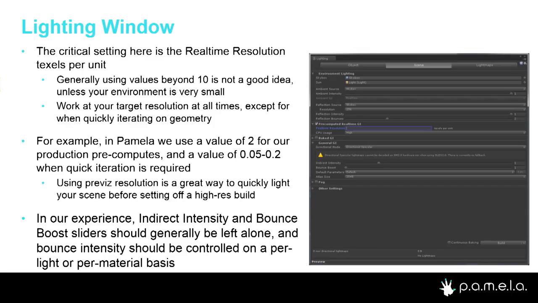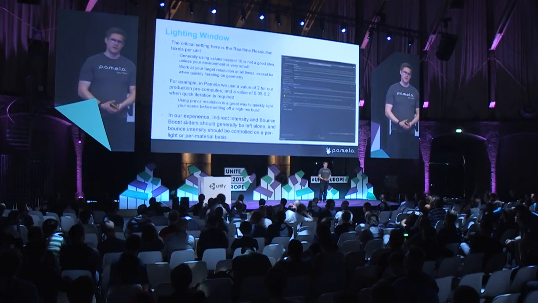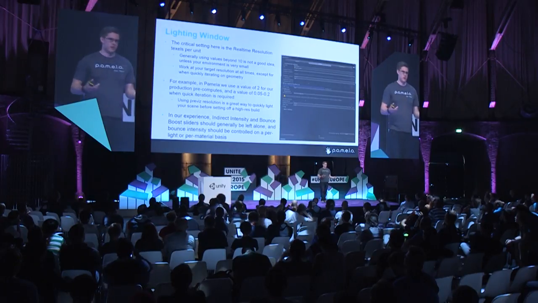You can experiment with this, but I would suggest trying to be realistic for what game you're making. If you're working in a huge environment, it might be tempting to say, I'm just going to try it out with super high resolution just to see how it looks. It's going to look really great, and then you're going to be disappointed when you find out that's actually not going to work for your game. For example, in Pamela, we're using a value of 2. Probably we could use 1, and that would be okay in most circumstances. As Casper said, you can set this on a per object basis as well.